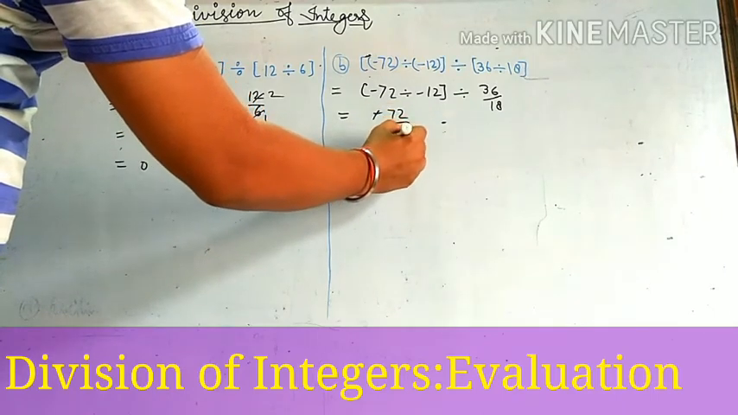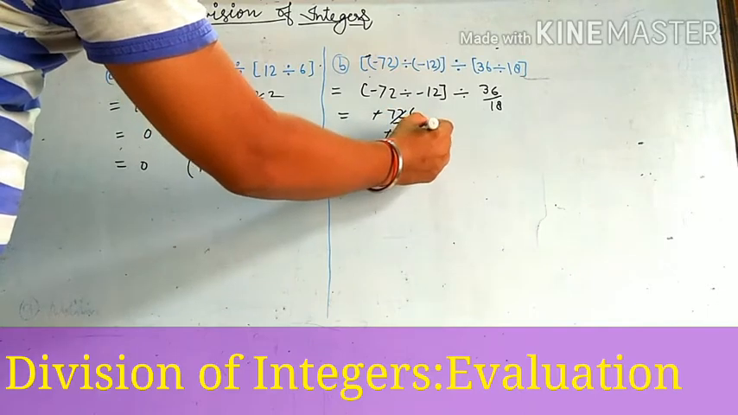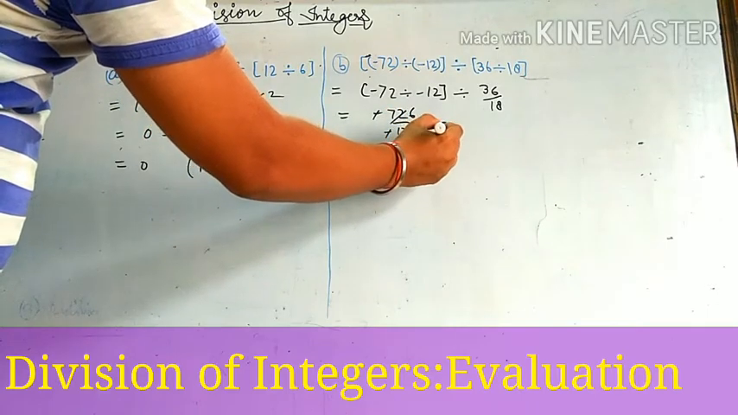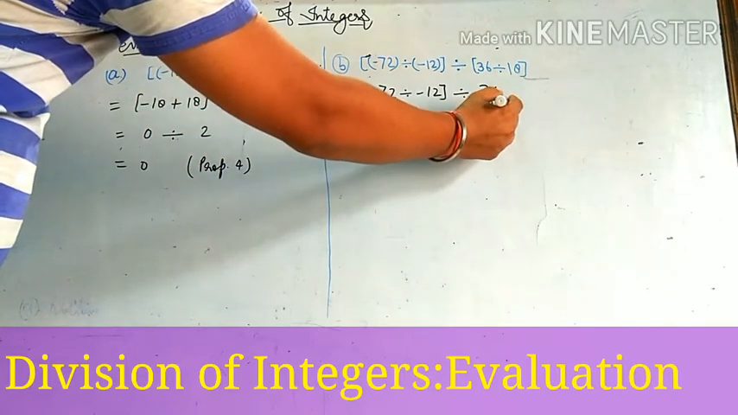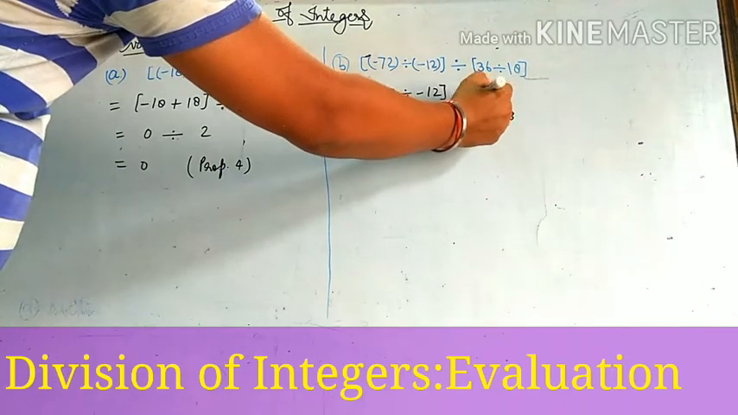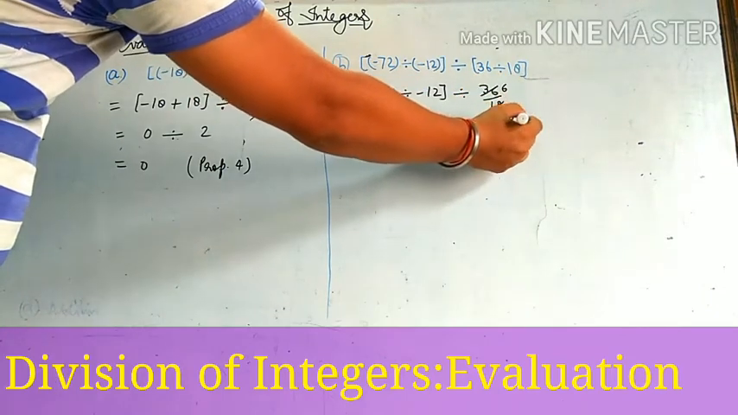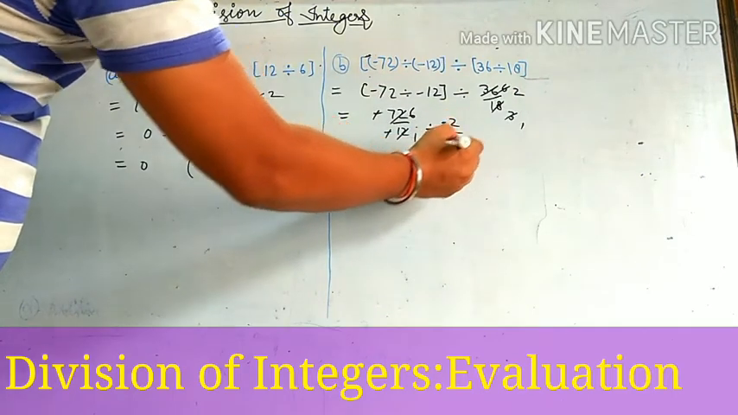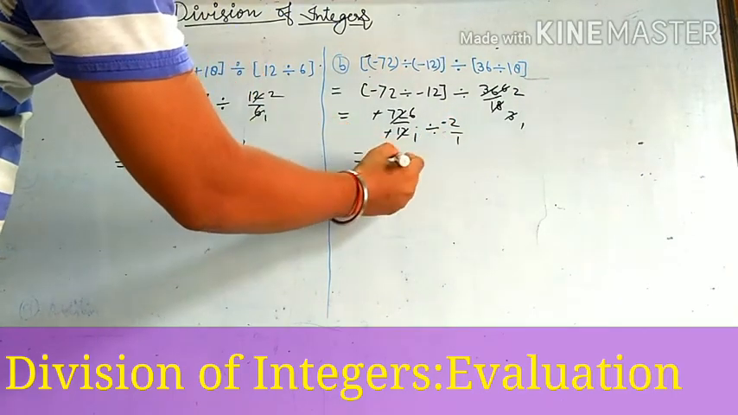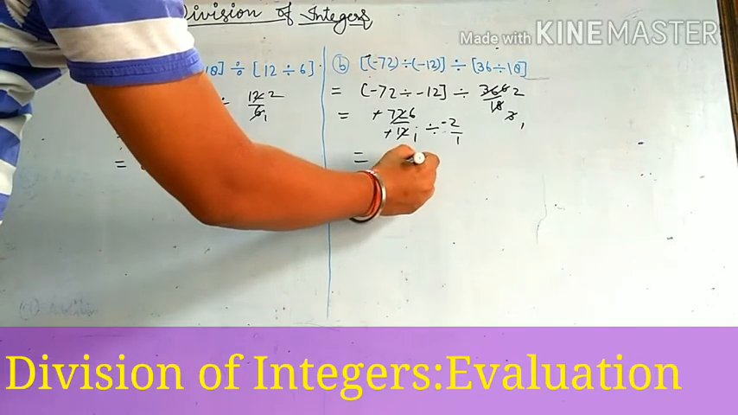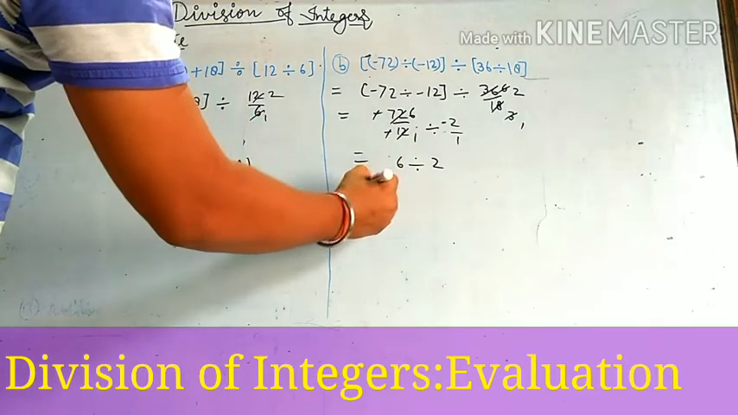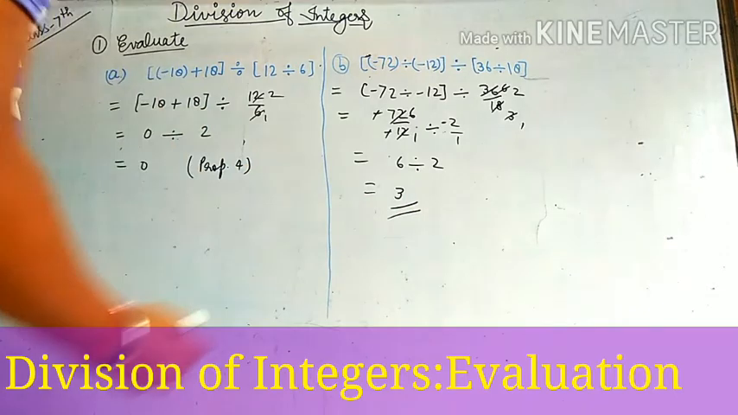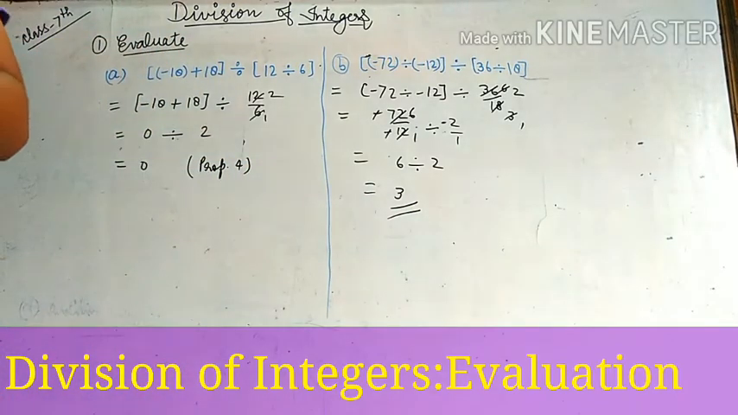Minus and minus remove. 12 ones are 12, 12 sixes are 72. Then this minus 6 threes are 18, 6 sixes are 36, 3 ones are 3, 3 twos are 6. So there is 2 upon 1. And this side 6 upon 1 means 6. And there is 2. 2 threes are 6. Like this you can solve such type of questions. Okay.